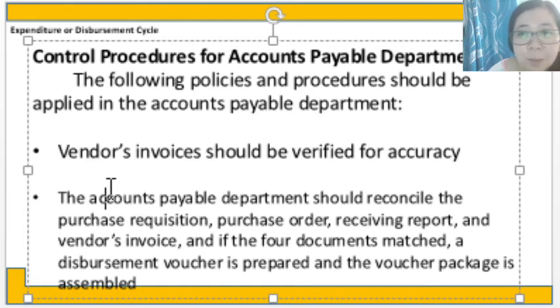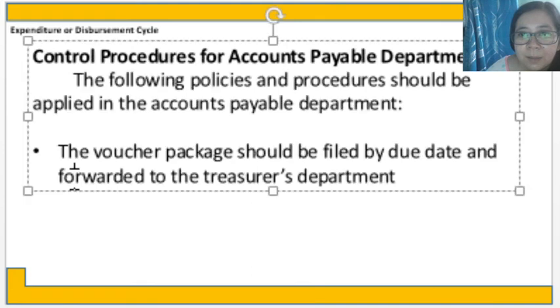The disbursement voucher is needed before the payment is made, because this will serve as a document or proof that indeed there is a complete purchase transaction, and therefore the vendors now need to be paid for such orders. The voucher package should be filed by due date and forwarded to the treasurer's department, because in this case, the treasurer's department will be the one who will pay for such purchases.